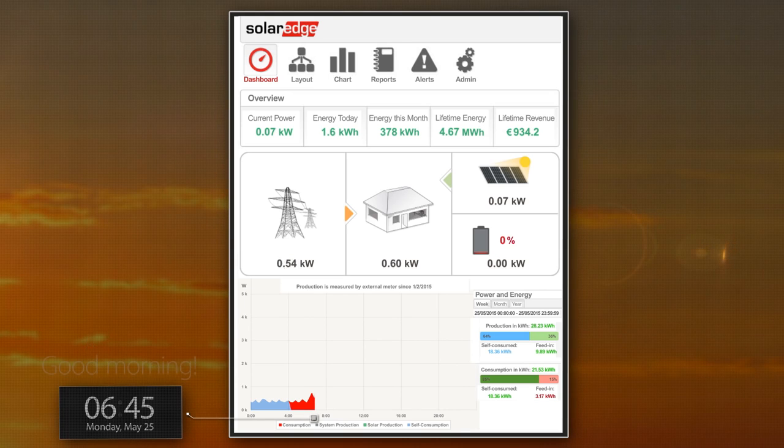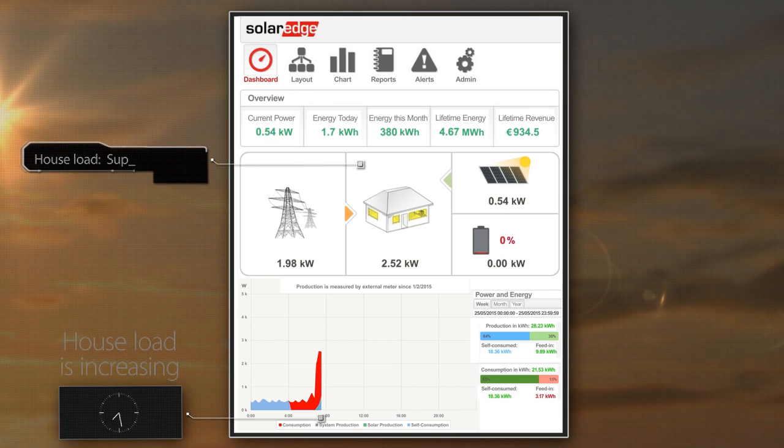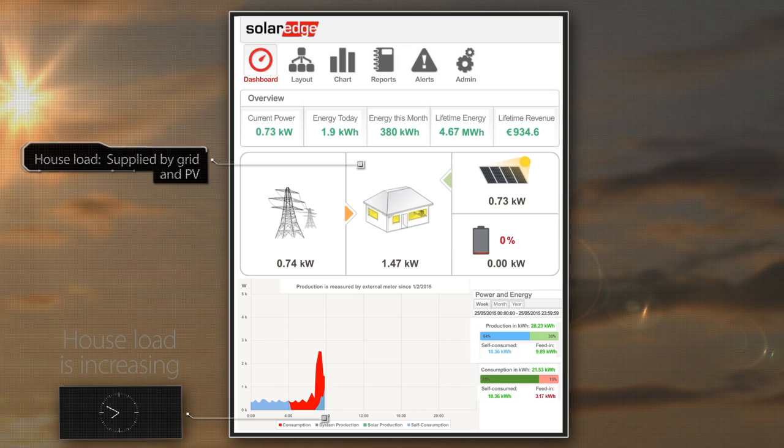At 6:45 AM, the household wakes up. The house loads surge as the family prepares to head out. With the increased PV production, the PV system is now able to help meet the rising consumption, together with the grid energy. At this stage, PV energy only supports house loads and does not charge the battery.